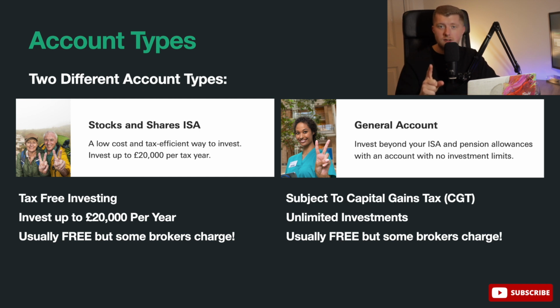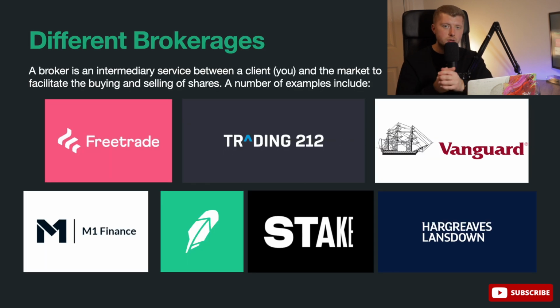It's only one ISA that you're allowed per tax year, and it's only £20,000 per year which you can actually invest. So it's probably worthwhile me just calling that out whilst we're talking about the different account types that are available. The next thing that you're then going to probably want to decide is the different brokerages which are available to you and which ones you actually want to use.